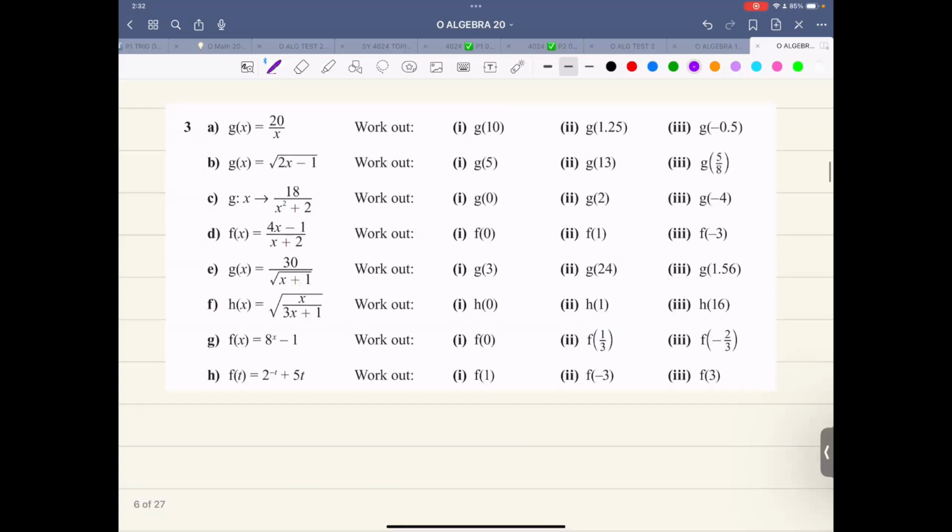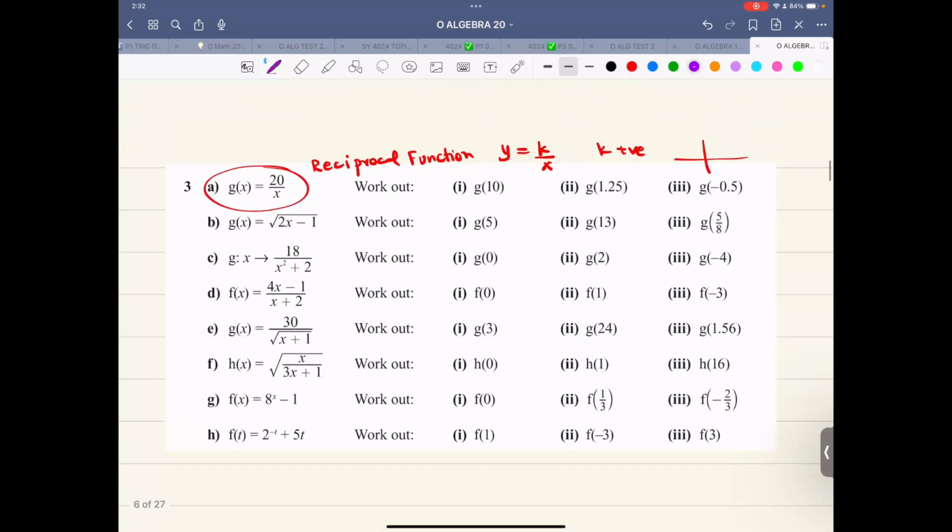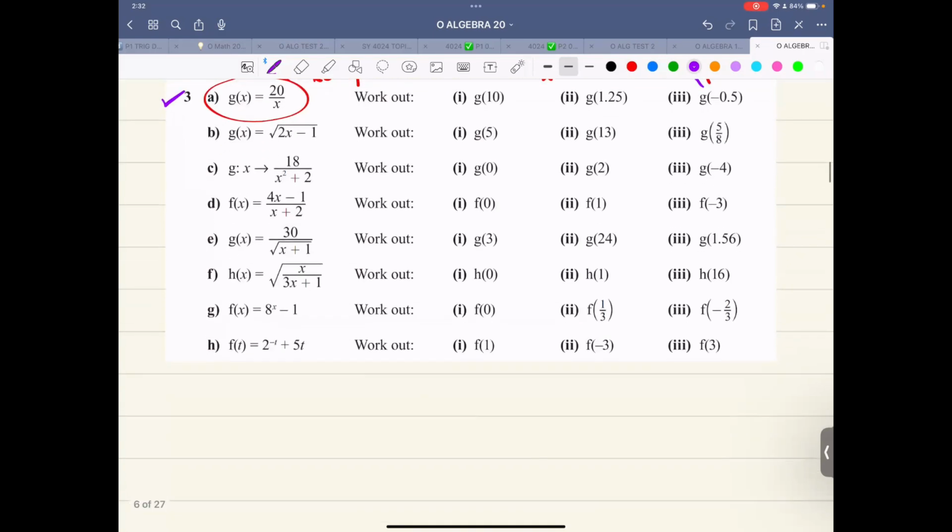This is like a reciprocal function. Remember, we have done reciprocal. This is the same type that we discussed maybe in the last class or the class before that. y is equal to k over x, where k is a positive constant, and the graph is formed something like this and something like this. This is that reciprocal function.